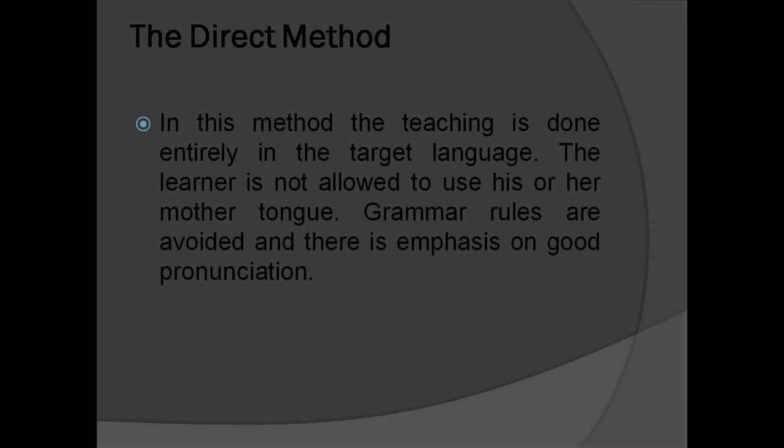Because the target language is used directly, ultimately for the beginners or the new learners, it would be difficult to follow the rules of the grammar, and that is why we say that grammar rules are avoided and there is emphasis on good pronunciation. So you just imitate the native speakers and you use the target language in order to acquire or learn that language.